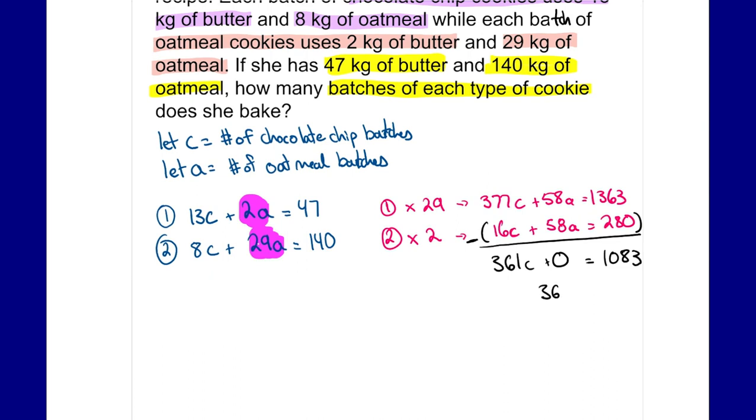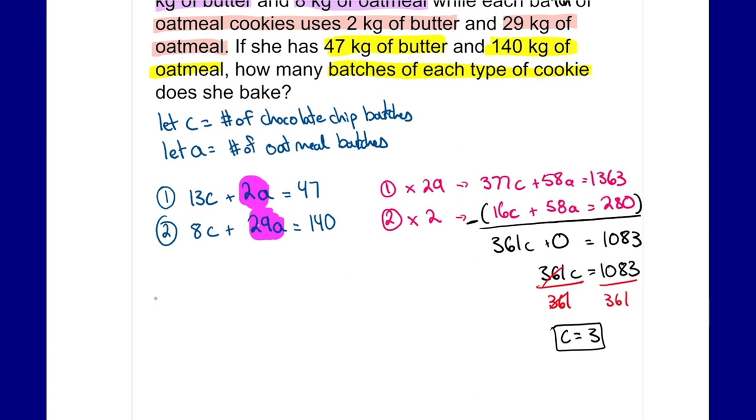And now I'm going to go through and solve. So I get 361c equals 1083. I'm going to divide both sides by 361. One side is going to cancel out. I get c is equal to 3. So that means that there are 3 batches of chocolate chip cookies being made. I know part of my answer now. I just need to figure out how many oatmeal batches are being made.